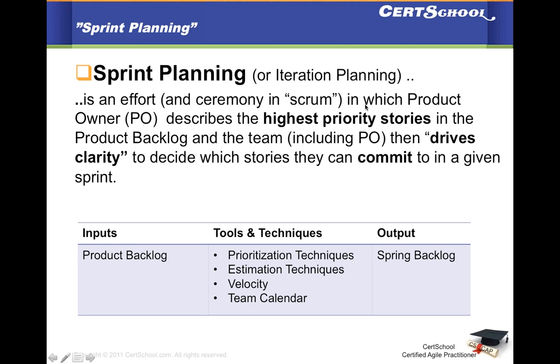So as we all know, the product owner owns the product backlog, and in sprint planning you can see they describe the highest priority stories in the product backlog. Okay, so last time we learned about how the product backlog needs to be prioritized. It has to have stories in a certain ranking, so that we know what we want to work on first. So based on the prioritization in the product backlog, the team comes together and they drive clarity. Drive clarity is another buzzword in Agile, used very often. It means a lot of things.